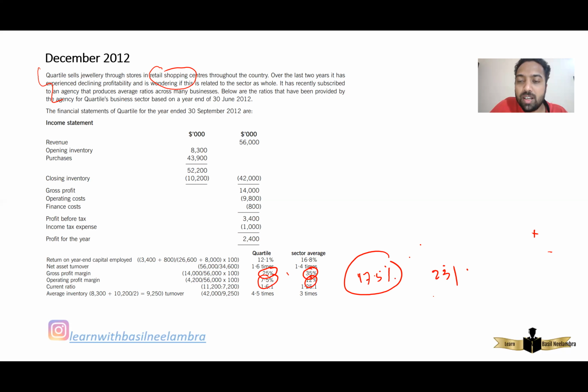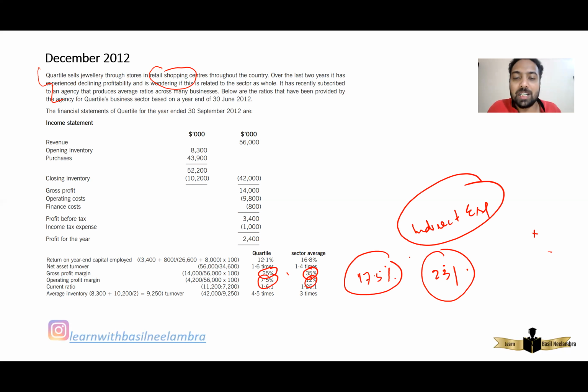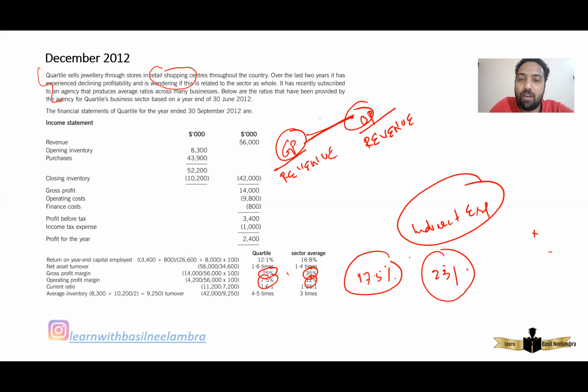So in other words, the indirect expenses or selling and distribution expenses of the sector is 23 percentage of revenue. Yes, of revenue. You heard it right, of revenue. Because gross profit margin is gross profit divided by revenue, and operating profit margin is operating profit divided by revenue. So now we are comparing the difference between gross profit and operating profit. That is nothing but overheads or your indirect expense, selling and distribution expense, overhead. So we are comparing this against revenue.